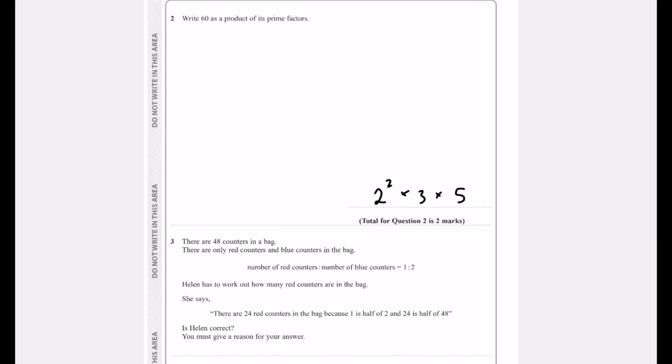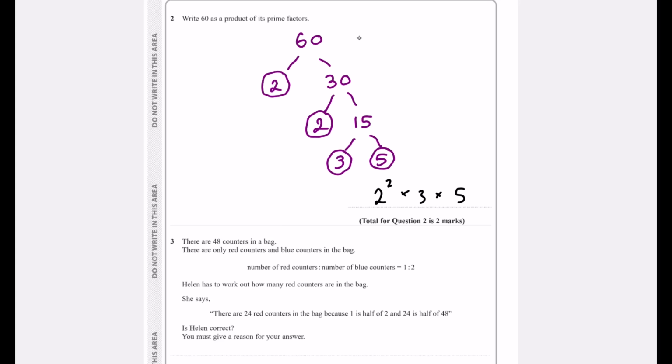If we didn't have a calculator, we start with 60 and we break it down. So it's 2 lots of 30. 2 is a prime number. We can break 30 down again. 2 times 15. 2 is prime. And break 15 down again. 3 times 5. So 60 is 2 times 2 times 3 times 5, which is the same as 2 squared times 3 times 5.